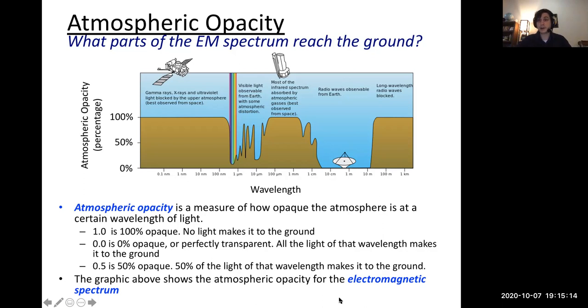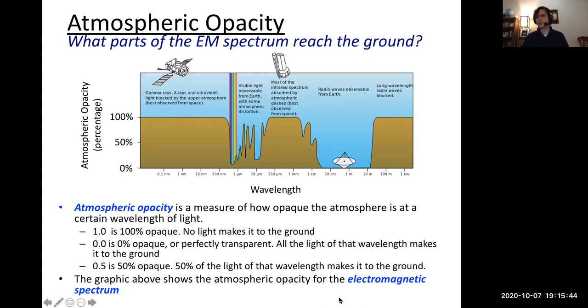An atmospheric opacity of 0%, opaque, would mean perfectly transparent, 100% transparent. So all of the light at that wavelength would reach the ground. 100% of it, none of it would be lost, which means that we could observe it from the surface of the Earth. And of course, there's every bit between the 0 and the 1, the 0% and the 100%.